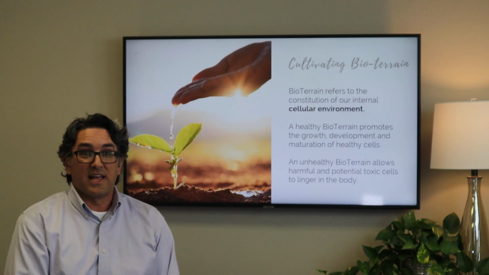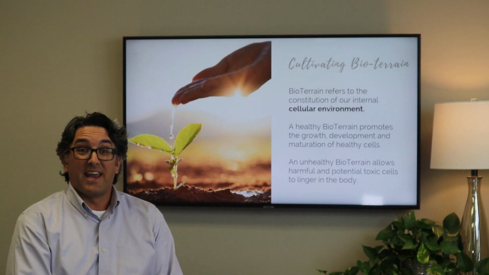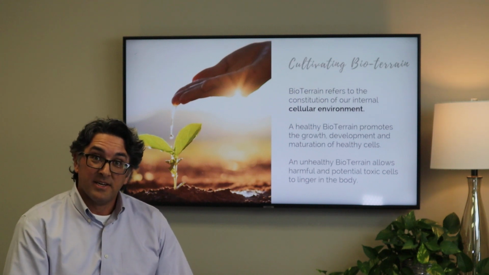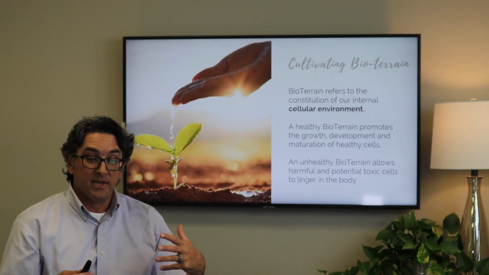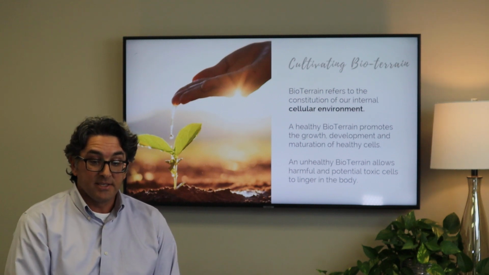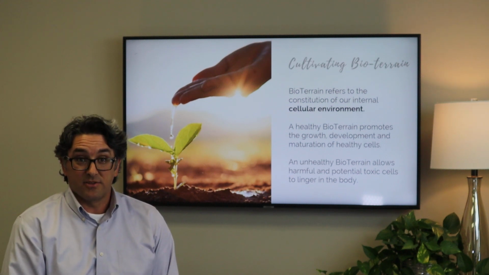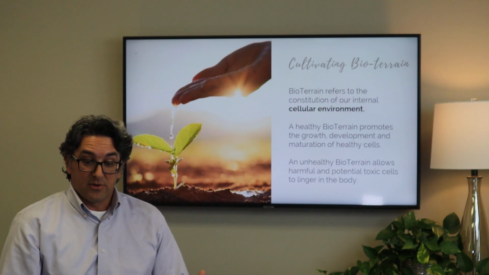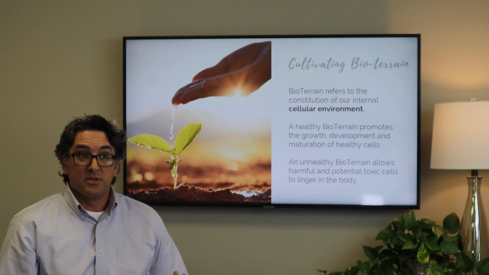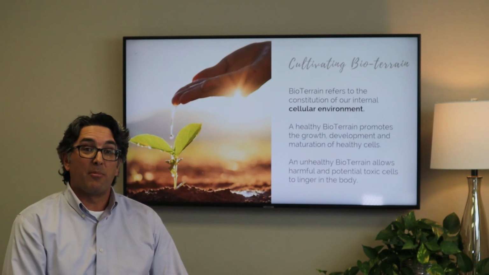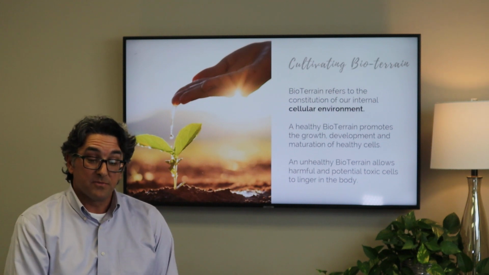And at that point, there's a lot of stuff that's living in there or that's been captured or stuck in there that your lawn can't handle. And eventually the grass will die. This happens in our bodies as well. If we cultivate a healthy BioTerrain, or a healthy cellular environment in our bodies, that promotes the growth and development and the maturation of good, healthy cells. An unhealthy BioTerrain allows those harmful, potentially toxic cells, microbes, all sorts of toxins to linger in our body, and not only linger, but to collect and then grow upon themselves.